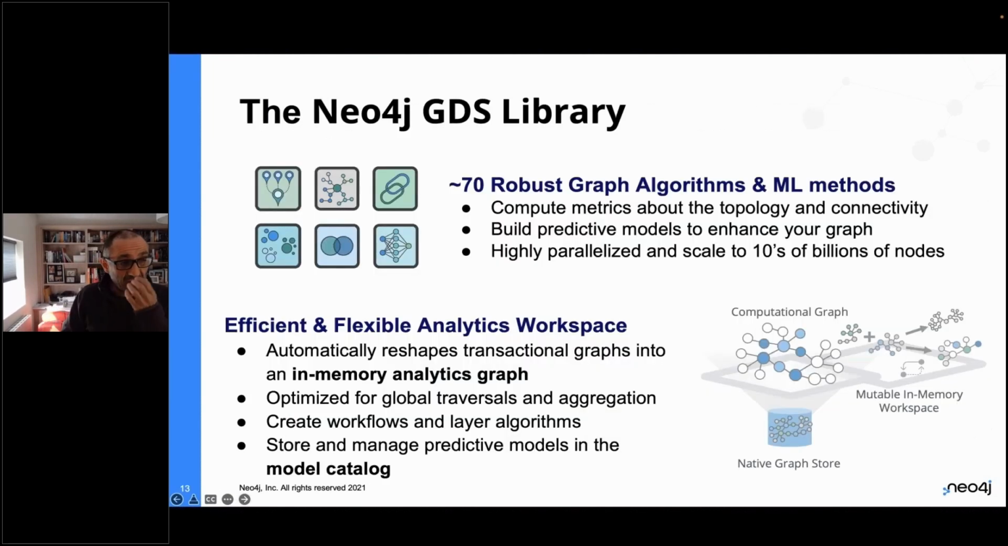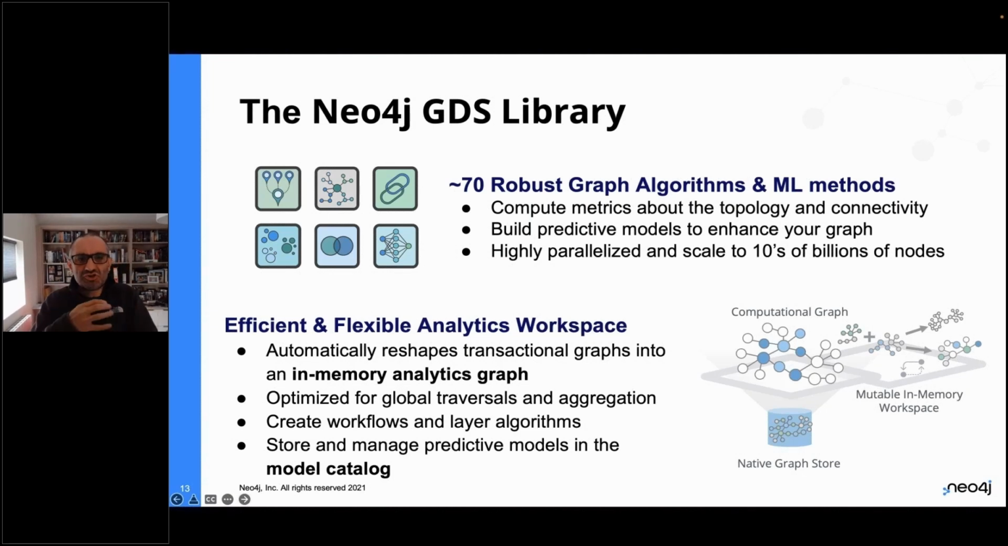That further processing is done in the Neo4j Graph Data Science, or GDS, library. This is about 70-odd graph algorithms and machine learning methods, highly parallelized, an incredible bit of computer science that went on here. It scales to tens of billions of nodes and rows in memory. It's lightning quick. The way it works is that we have this analytics workspace. You do a projection out of your database. You create a computational graph of some elements of the data you're interested in investigating, and that lives in what we call the graph catalog or the model catalog.